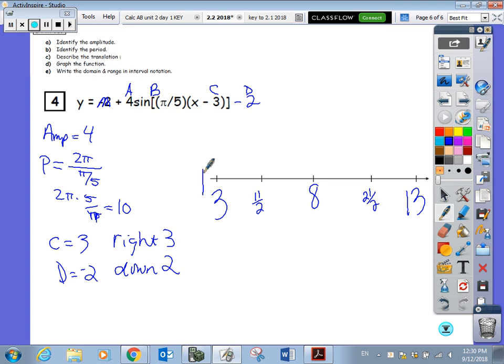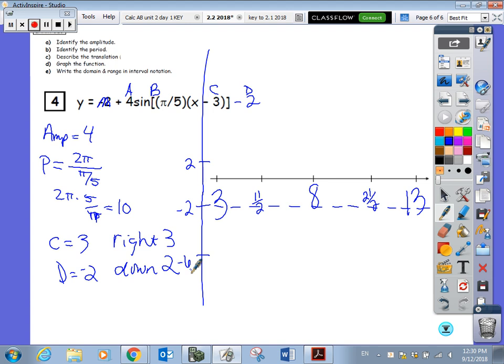Our y-axis needs to be to the left of the 3. Down 2, so that's our new middle. Amplitude is 4, so from -2 we go up to 2. From -2 we go down to -6. Again, as long as your -2 is below the x-axis, your +2 is above, I don't care how far. And then your -6 is below the -2.